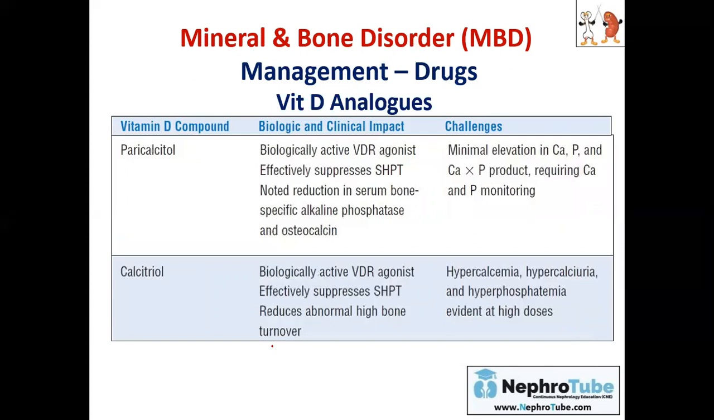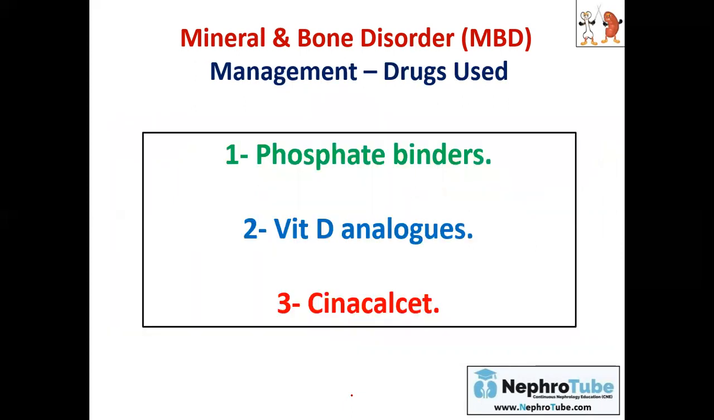Other vitamin D analogs or like drugs, paricalcitol and calcitriol, are not available in all countries, and they are also very expensive. They are mainly biologically active vitamin D receptor agonists. They activate the vitamin D receptors directly. So they will cause an increase in both serum calcium and phosphate level too, so they must be avoided in patients who have hyperphosphatemia.